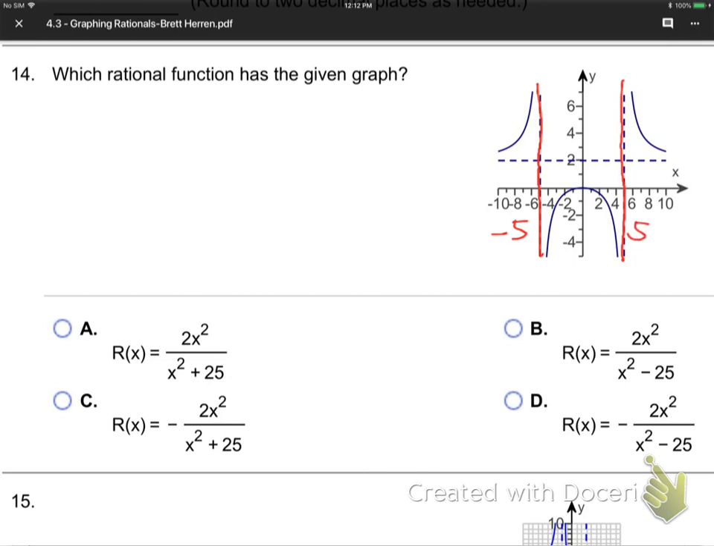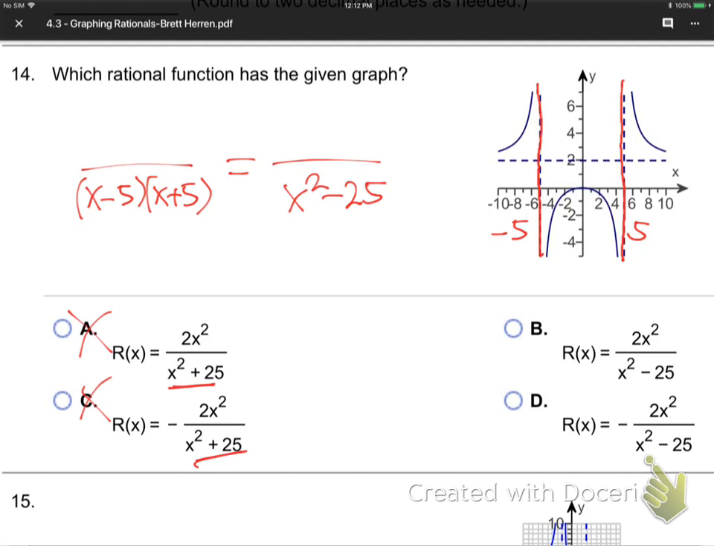And what makes a vertical asymptote happen in a formula? Denominator, right? I've got to have in the denominator x minus 5 and x plus 5. That's what makes those verticals, right? Denominator 0 things. And so that means the bottom has got to be x squared minus 25. That's got plus, no way. Good so far? A and C are out. So it's either B or D.